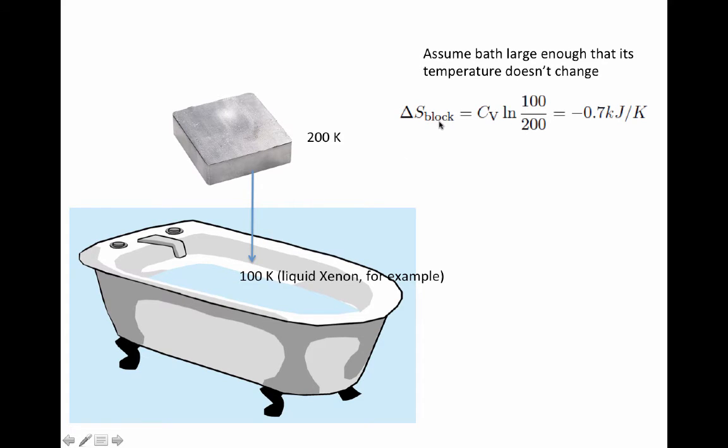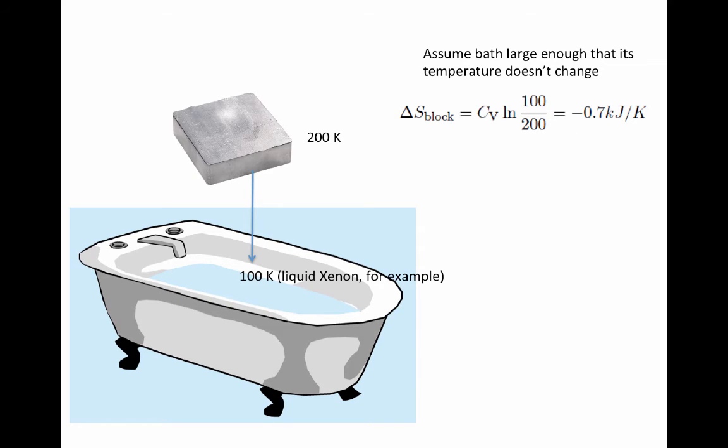Now the change in entropy to the block: the block's volume doesn't change, so we're dealing with an isovolumetric process, so we can use that formula. The change in entropy to the block is the heat capacity of lead at constant volume times the log of the final temperature of the block, which will be 100 Kelvin, divided by its initial temperature, which is 200 Kelvin. You can look up the heat capacity of a block of lead, and you'll find that the change in entropy of the block is minus 0.7 kilojoules per Kelvin.